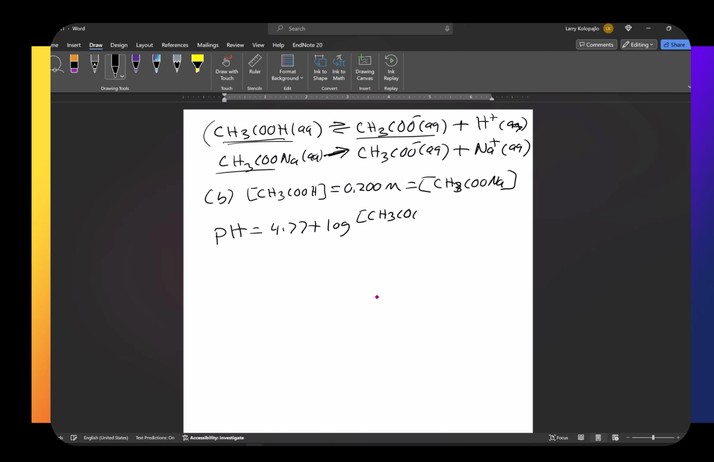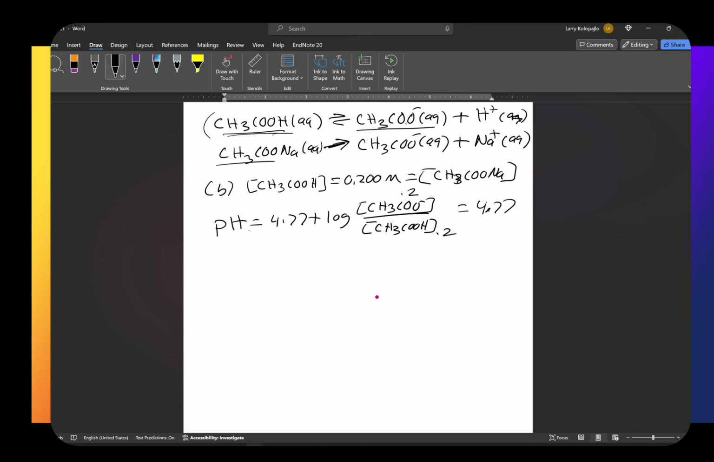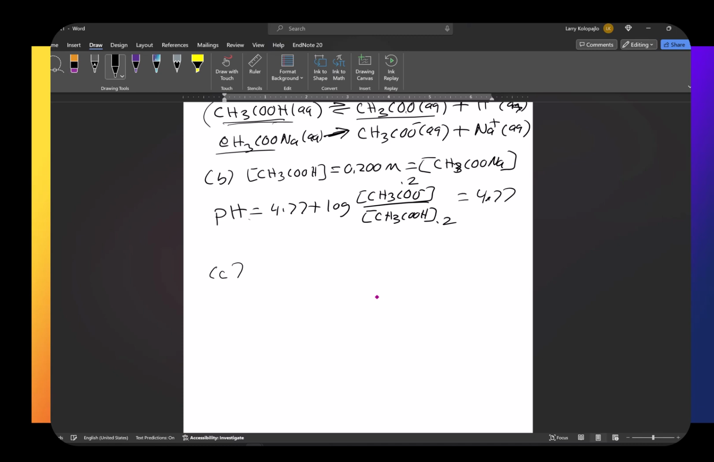I might ask you to write the equation using chemical formulas. These are both 0.2, okay? So the ratio is 1, log of 1 is 0, so we get 4.77. When the moles or concentrations of the conjugate base and the acid are the same, the pH is equal to the pKa. And the next one, C, you're given that and this might help you to actually write it out so that you don't mix them up.